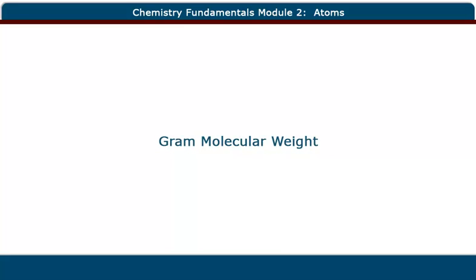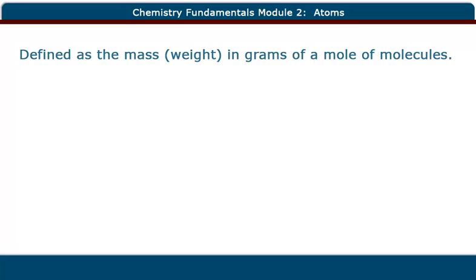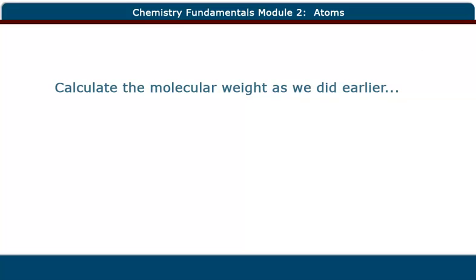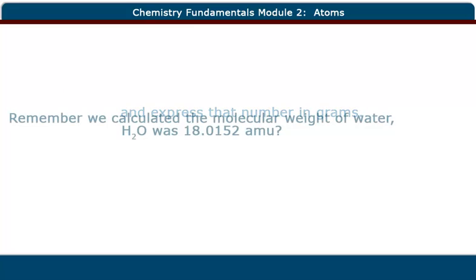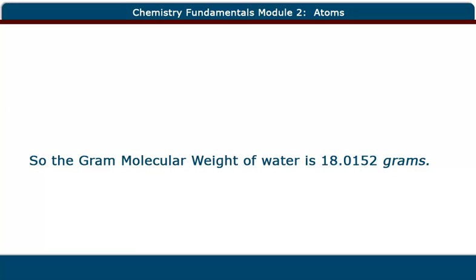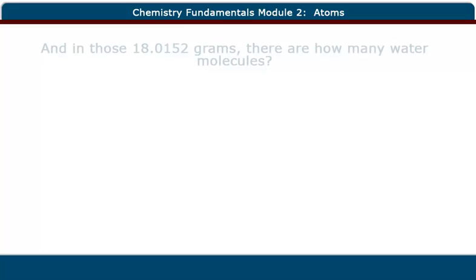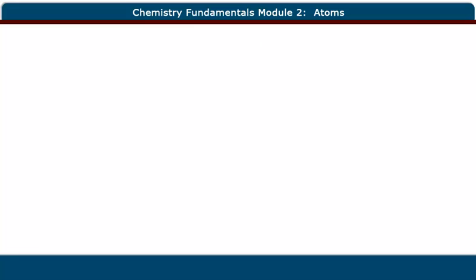Gram molecular weight, abbreviated GMW, is defined as the mass or weight, in grams, of a mole of molecules. First we calculate the molecular weight as we did earlier, and express that number in grams. Remember we calculated the molecular weight of water as 18.0152 AMU? To get the gram molecular weight of water, all we do is express that number in grams, 18.0152 grams. And in those 18.0152 grams, there are how many water molecules? That's right. 1 mole. 6.02 times 10 to the 23rd molecules of water.